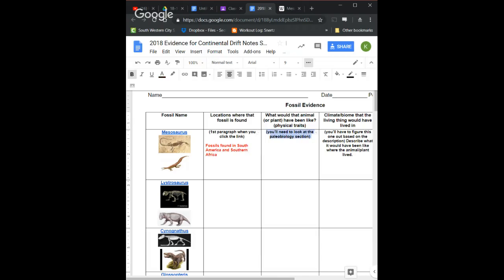Okay, fossils found in South America and Southern Africa. Okay, so what would this animal have been like? This is the most important section for you trying to figure out this climate one, right? So let's turn our text red again, and I'll tell you some stories here. So Mesosaurus.